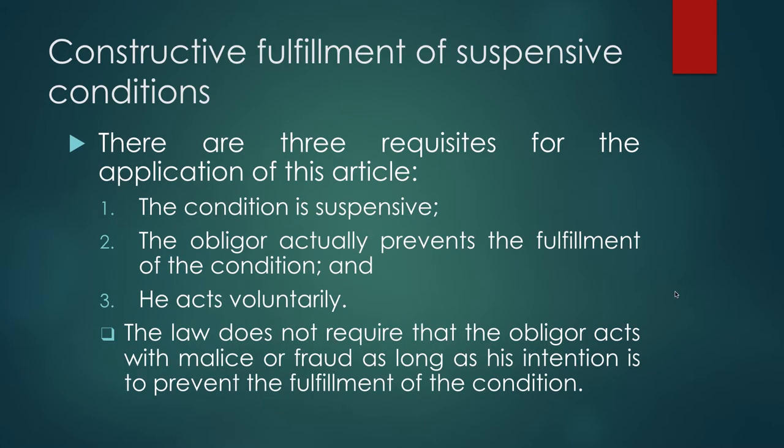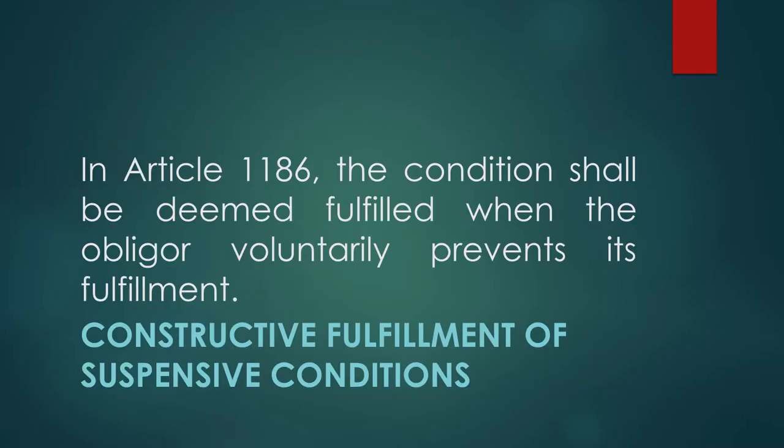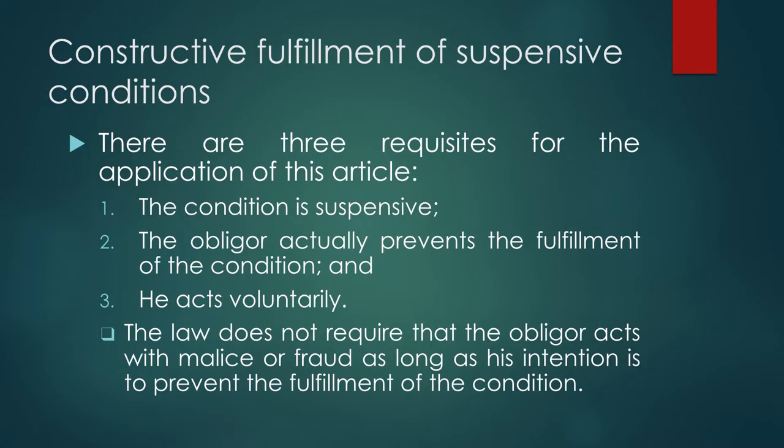Okay. So constructive fulfillment of suspensive conditions would need all three requisites for the application of this Article 1186. That the condition is suspensive, the obligor actually prevents the fulfillment of the condition, and he acts voluntarily. So the law does not require that the obligor acts with malice or fraud. As long as his intention is to prevent the fulfillment of the condition, then the condition is deemed to have been fulfilled and therefore it gives rise to the obligation.